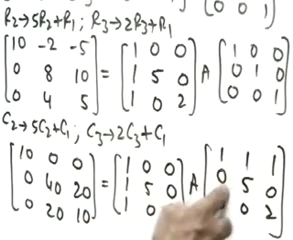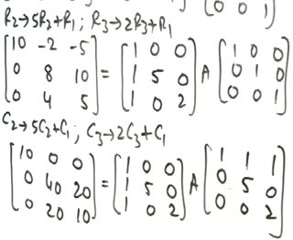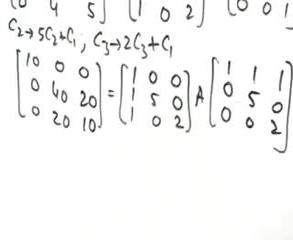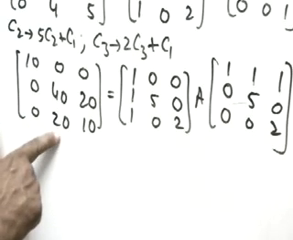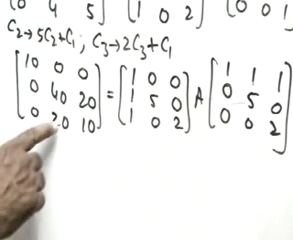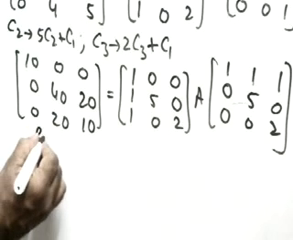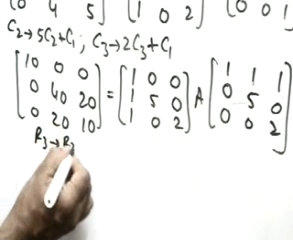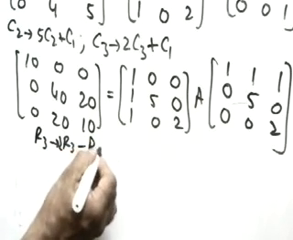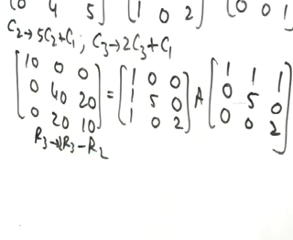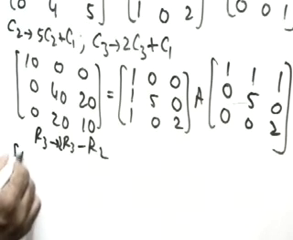See here, 1 1 1, 1 1 1, 0 5 0, 0 5 0, 0 0 2. Always this and this should be transposed to each other. Now first step, second step finished. Now the next step, we have to make this one 0. This is R3, so R3 implies 2R3 minus R2, 2R3 minus R2.